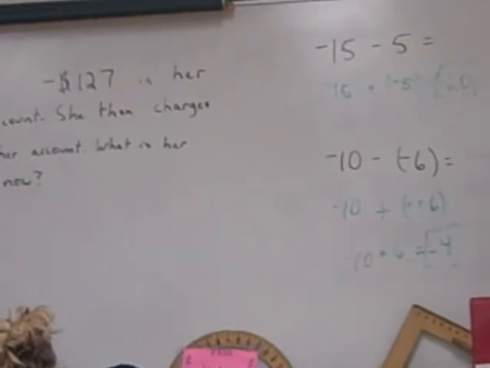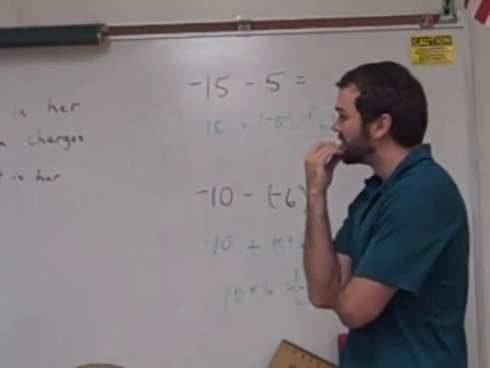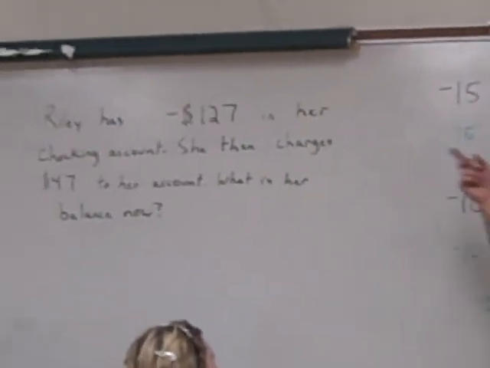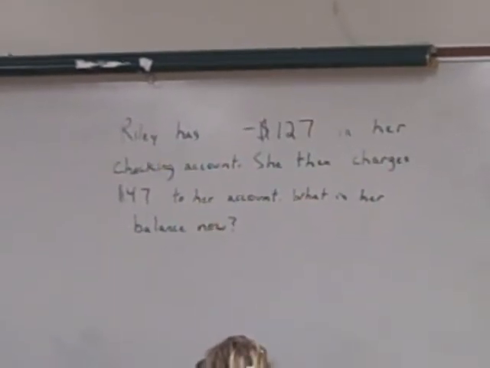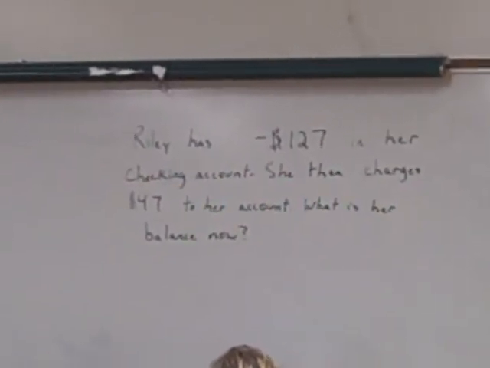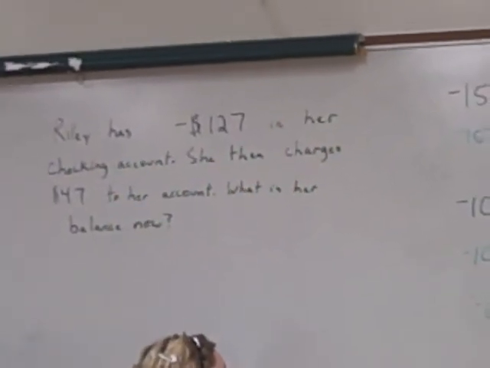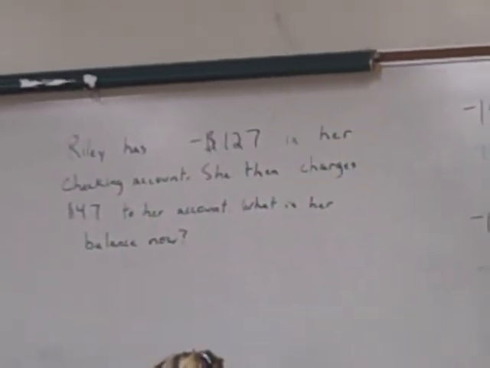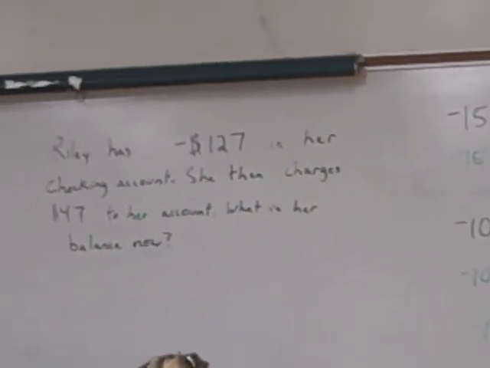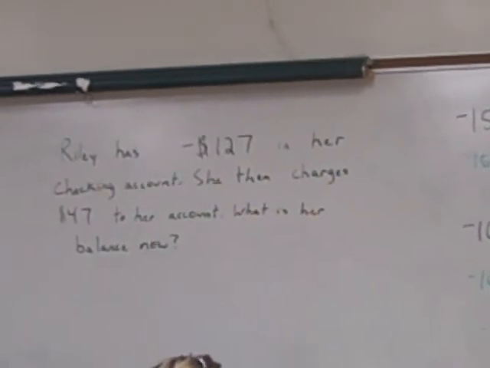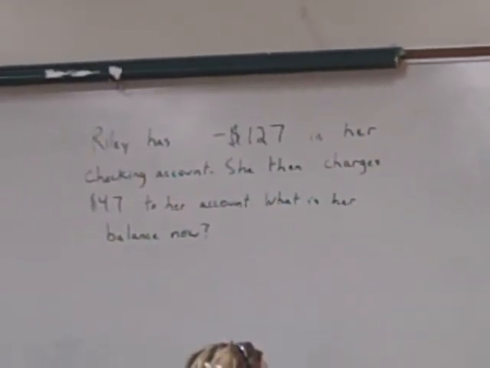Just think of it this way, because the word example is going to help you understand that in money ways. So read that for me, Riley. Riley has negative $127 in her checking account. She then charges $47 to her account. What is her balance now? All right, so think about it as this. She's already overdrawn, right? She spent too much money shopping. So she owes the bank $127. But when you owe the bank, you still have your credit debit card, right? She then goes to the mall and charges another $47 to her account.